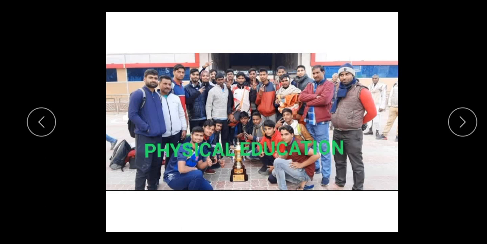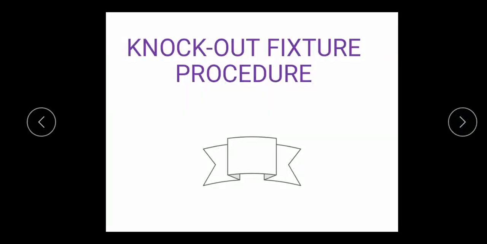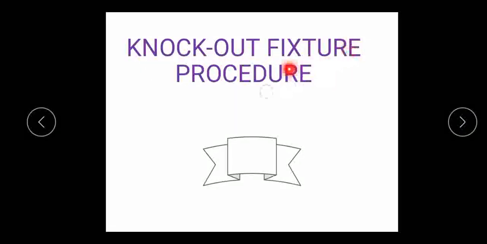Today I am taking a very important lecture, that is, knockout fixtures. Procedure: in knockout tournaments, a team continues to play further matches as per schedule till defeated. Teams get eliminated if they are defeated or lose. In this tournament, only the victorious team is allowed to play the further match until one team emerges as a winner.